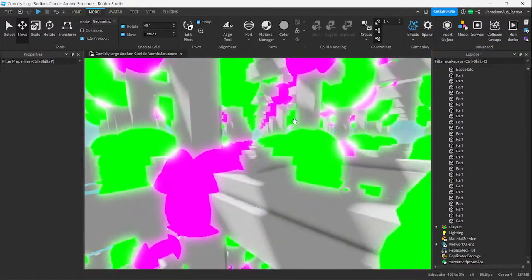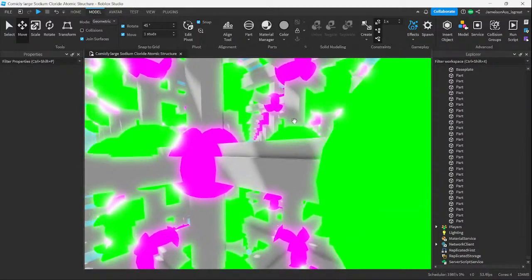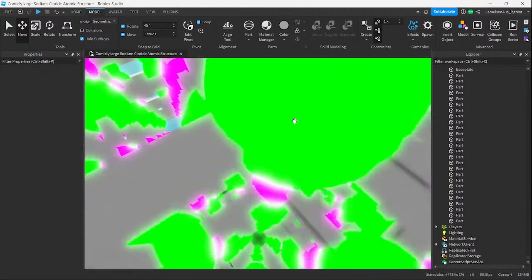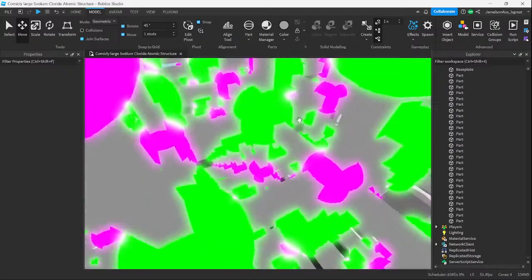I don't know. Maybe I'm wrong somewhere. Oh, that's where I'm wrong. I must have messed up my placement there. Disregard that spot. Disregard that area.